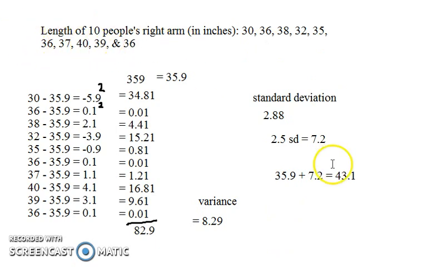Our highest one was 40, so we're good there. Also, you're going to subtract 7.2. So your mean, 35.9 minus 7.2, is 28.7. So anything below 28.7 would be an outlier. And our lowest one is 30. So we're good there too. So we don't have any outliers. So this is probably a good set of statistical data.